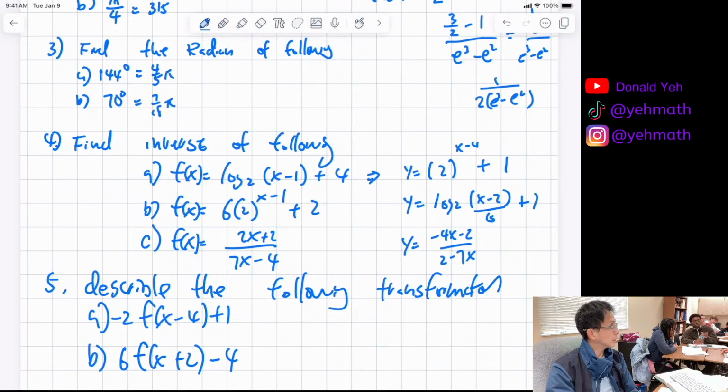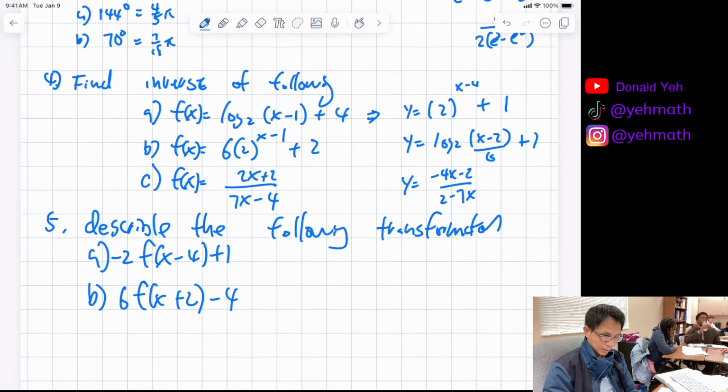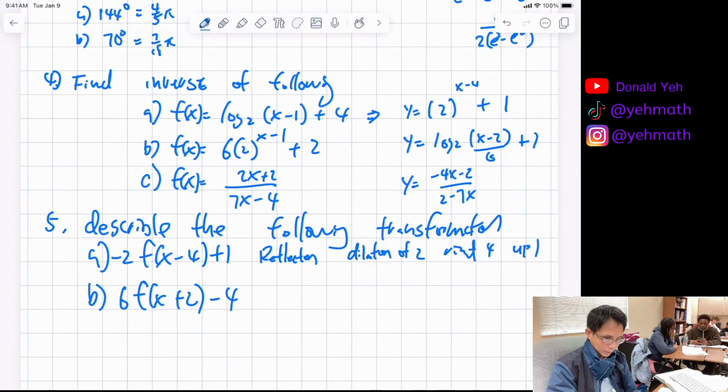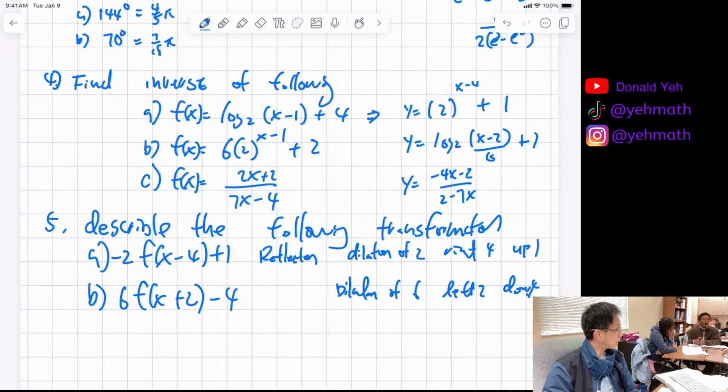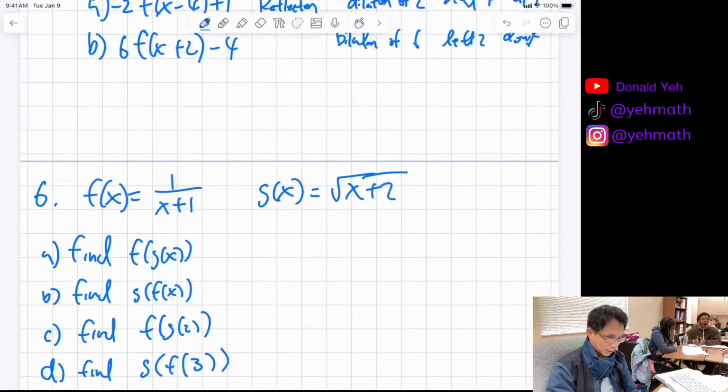Everybody agree? Yes. Okay, so this is actually reflections, dilation of 2, right 4, up 1, dilation of 6, left 2, down 4. Everybody got this part? Should be easy.